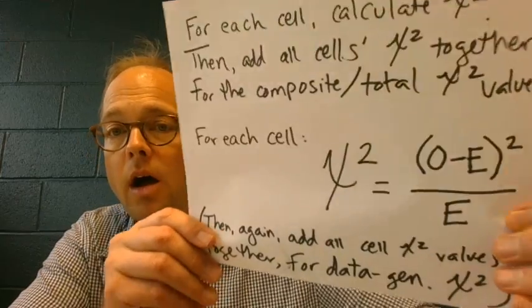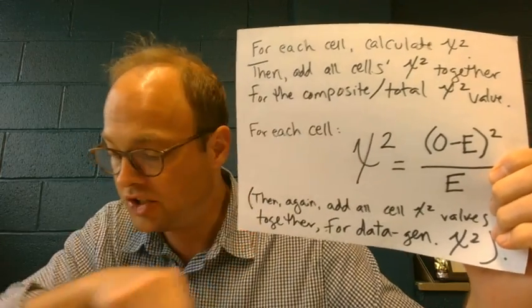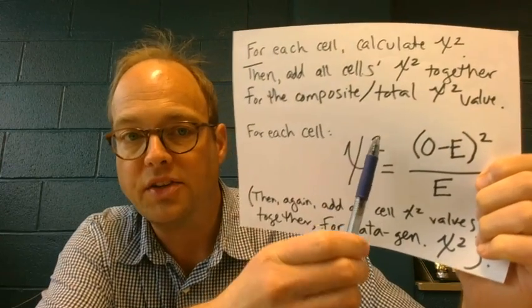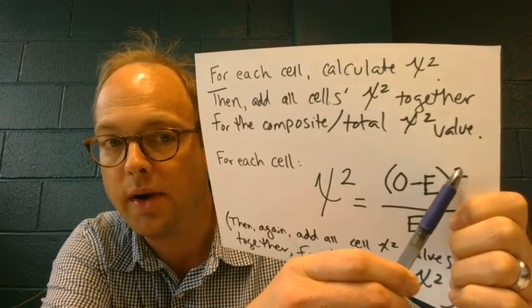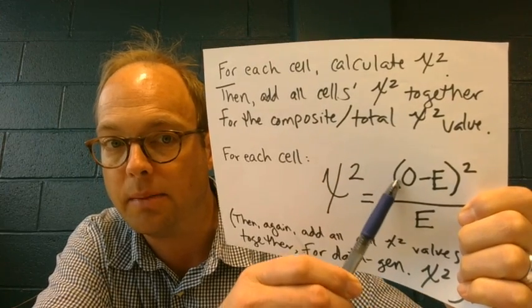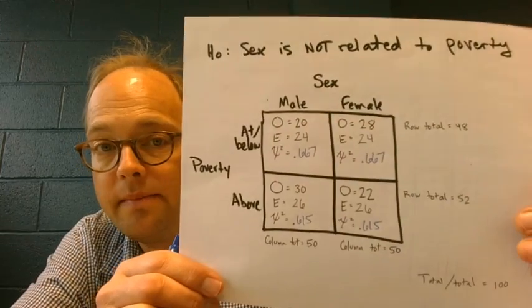Okay, all right, as a quick refresher, what I just did was I took this formula and I used it for each cell. I took each cell's observed frequency, subtracted the expected frequency, squared the difference, and divided by expected. Observed minus expected, squared, over expected. And what happens when we do that? Well, I filled it in.